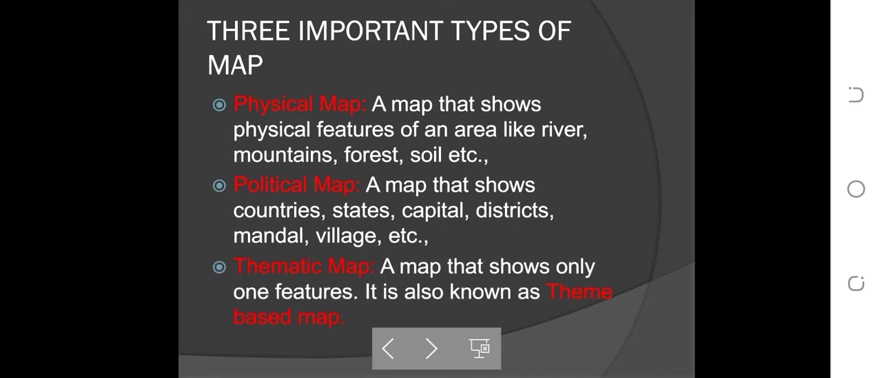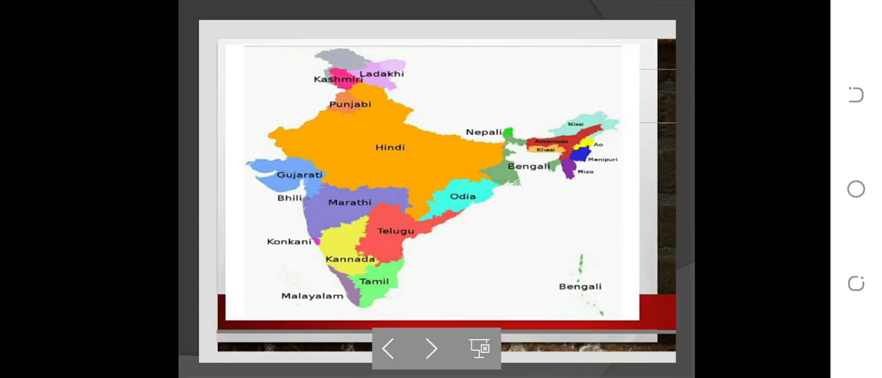Third one is thematic map. A map that shows only one feature. It is also known as theme based map. Okay, this map is prepared on one theme. So this is the example of a thematic map. This map shows only one feature, that is languages spoken in different states. So this is a thematic map. It is prepared on the theme of languages.